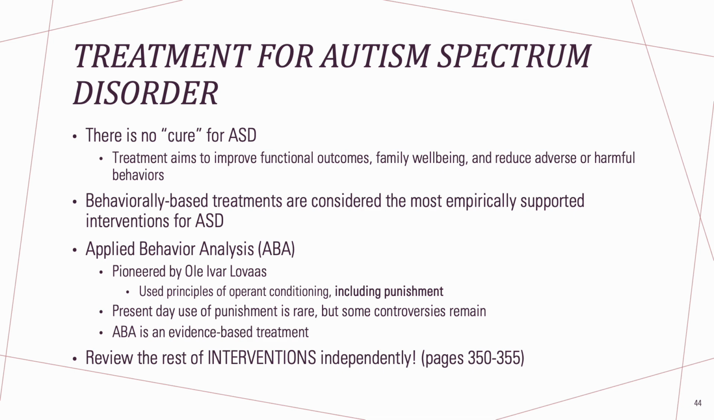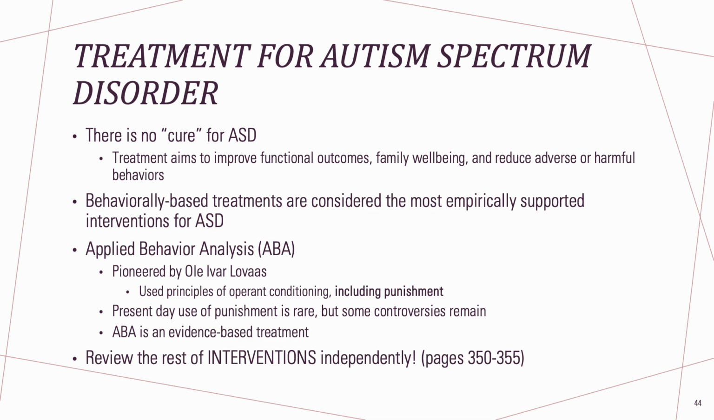Most treatments are behaviorally based, and these are the ones that are considered the most empirically supported interventions for autism. One example is applied behavior analysis, or ABA, which was first developed by Lovaas and used principles of operant conditioning, including things like punishment.